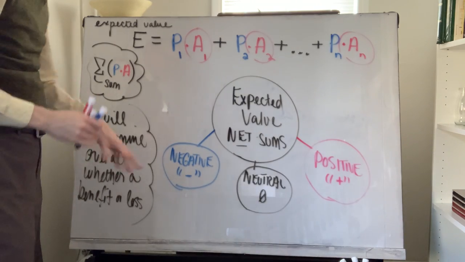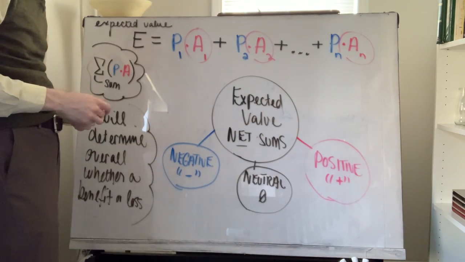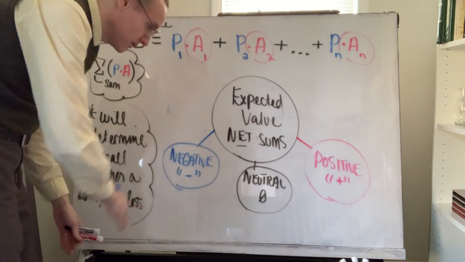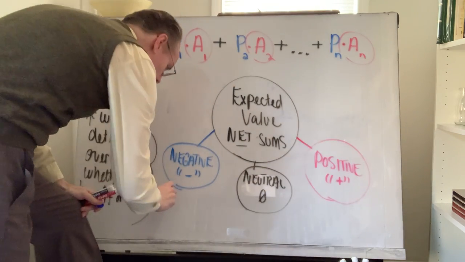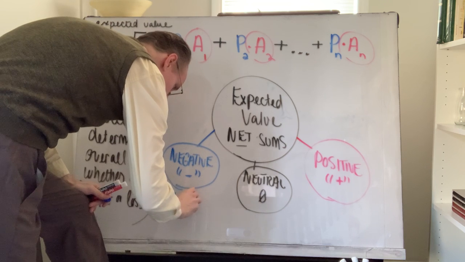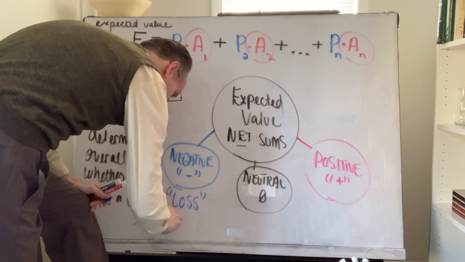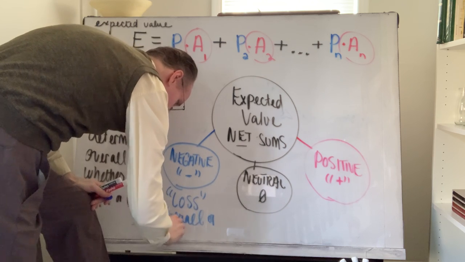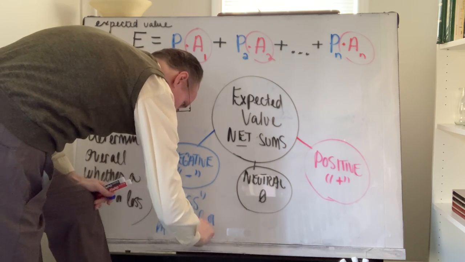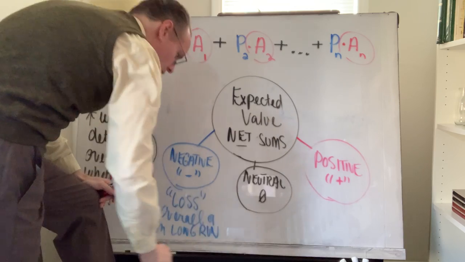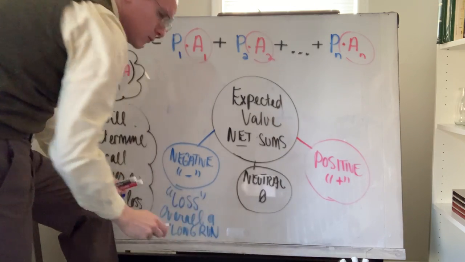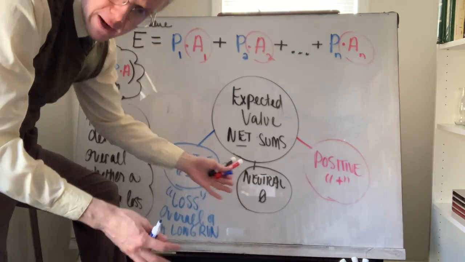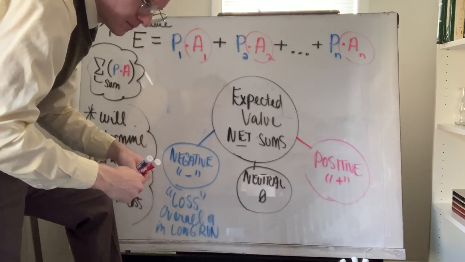All right. If the sum ends up being a negative, then you would define this situation as being a loss overall. What in the long run? And then it would not be strategic to engage in whatever the game or activity or experiment is.